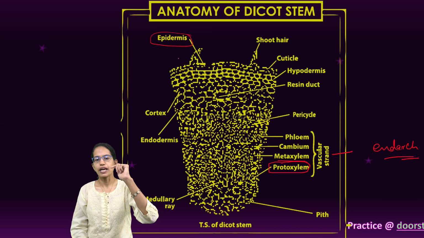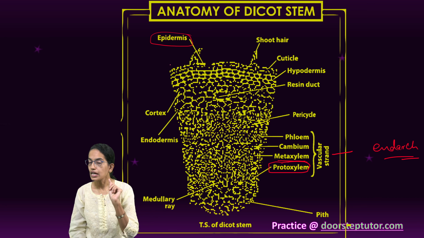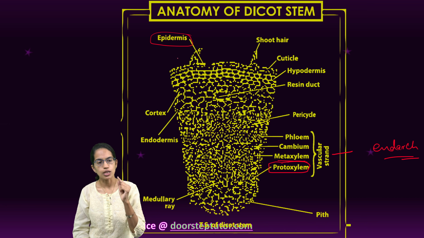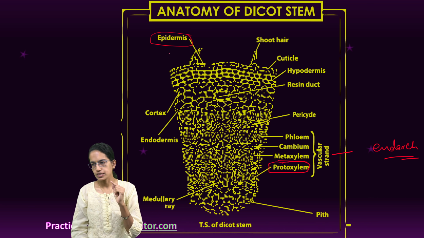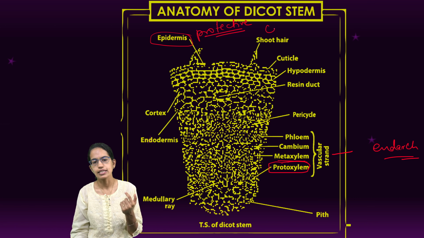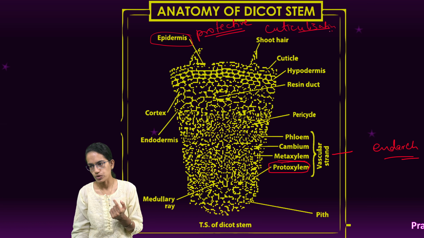In the case of dicot stem, epidermis is the outermost layer. In the case of dicot root, we saw epiblema was the outermost layer. So epidermis is the outermost layer. The main function is providing a protective cover, and the cells are cuticularized. So cuticularization of the cells is what is seen.